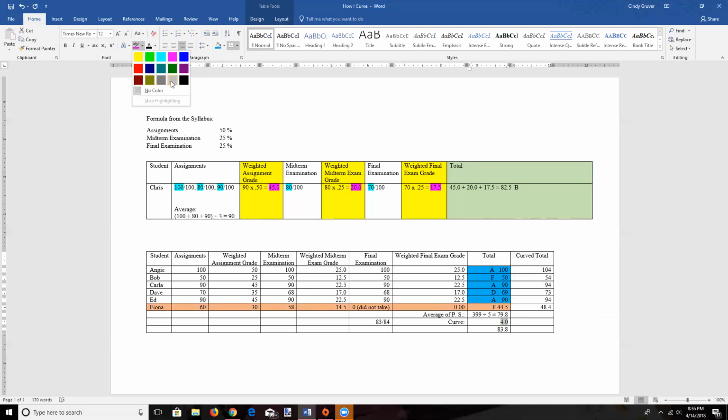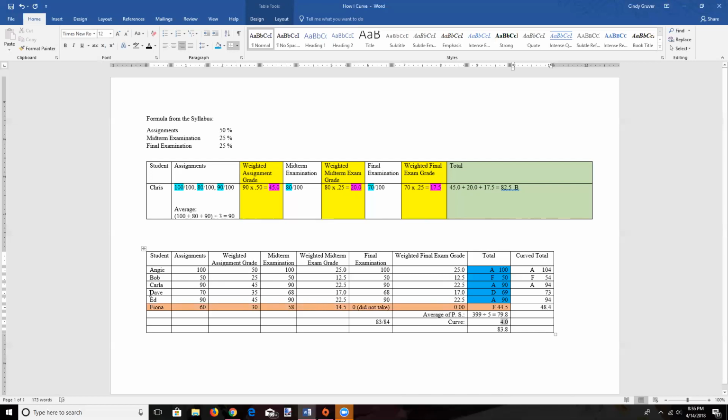Let me pick a color that's going to show up here. Those 4 points from here to each one of the scores. So 100 plus 4 is 104. 50 plus 4 is 54, and so on. And we can see that the extra points didn't really help Angie because she was already getting an A. And unfortunately, it didn't help Bob because he was already failing. And it didn't help Carla because she already had an A as well.